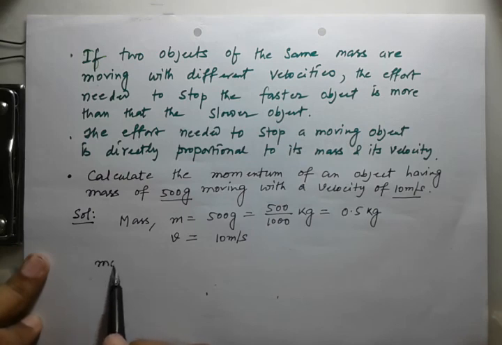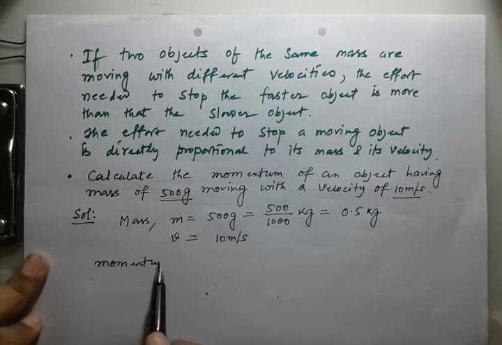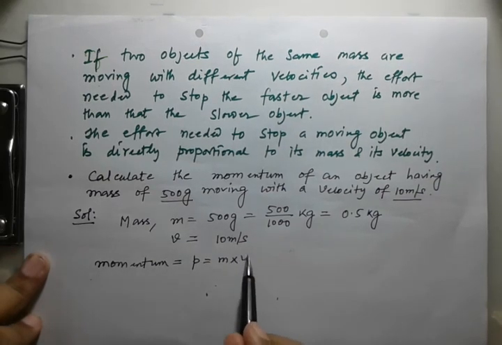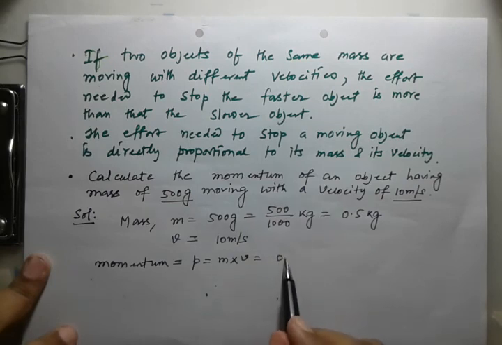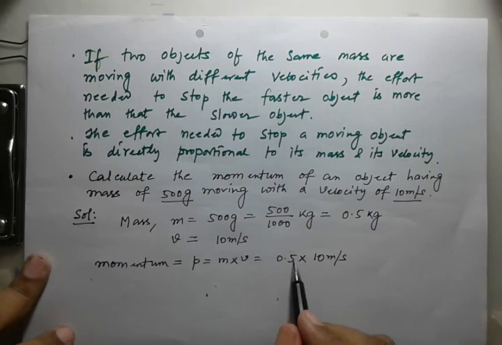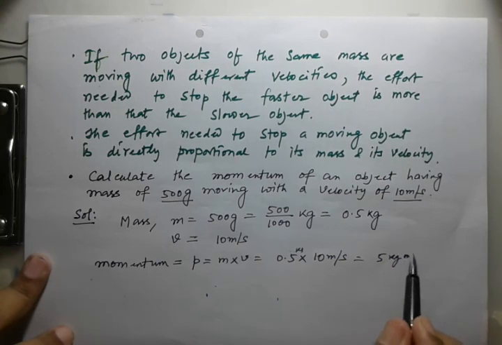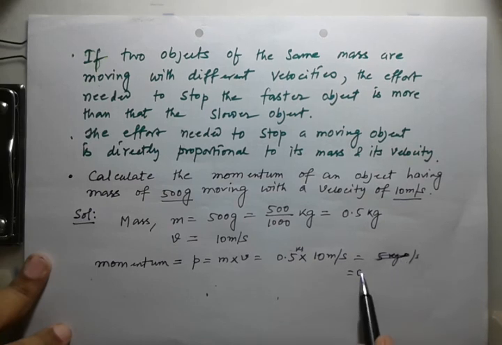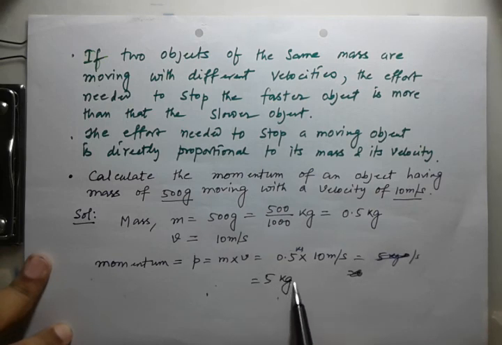So momentum P is equal to M into V. That means 0.5 kg into 10 meter per second, so we get 5 kg meter per second. Okay, so this is written clearly: 5 kg meter per second. This is the answer.